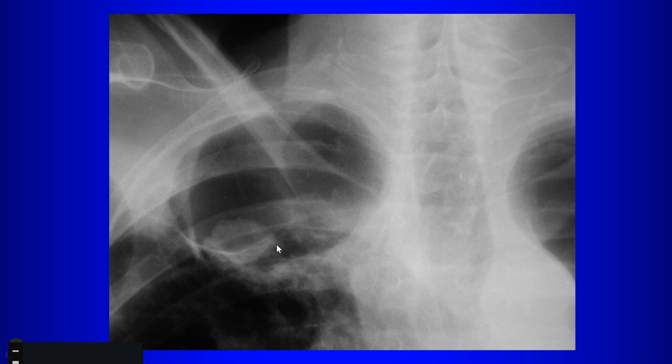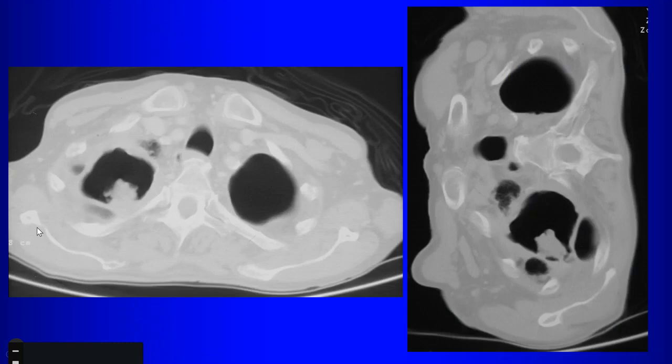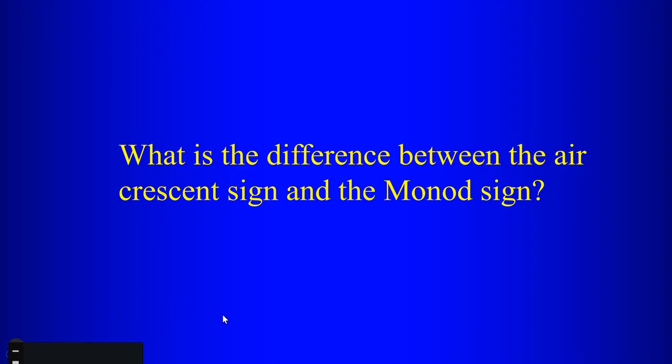CT. And what would you do on the CT? You could have some fun, yes. So there it is. We've moved the patient in the decubitus position, and you see that it moves around within the cavity, right? So that is a fungus ball within the cavity that moves around. So that is an aspergilloma. Okay. Now, what is the difference between the air crescent sign and the Monod sign?